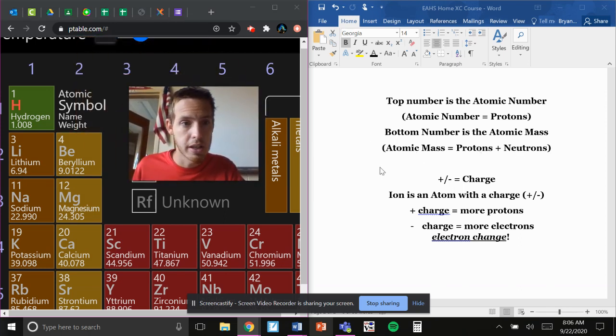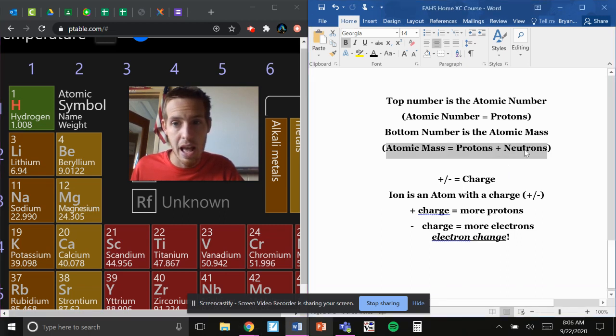Well, the cool thing is, if you know the protons from the top number, and this is say 7, well, if there's 3 protons and the total mass is 7, you know that the neutrons are 4, because those two need to add up to the atomic mass.